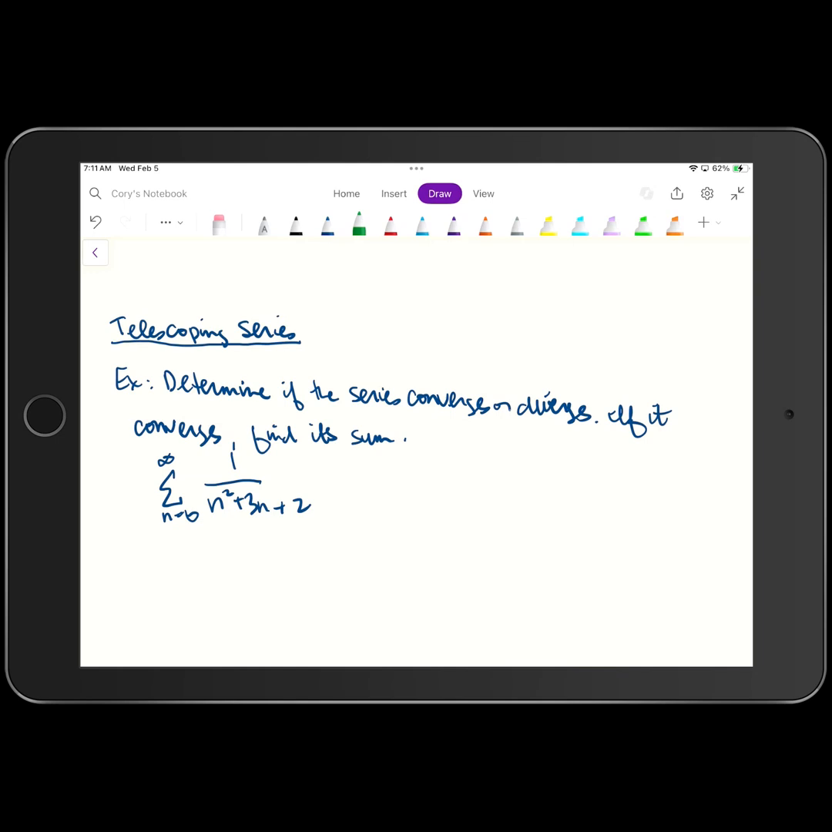Okay, so last example is a telescoping series. And this is where we're going to use the nth partial sum that we talked about at the very start of our lesson. Okay, so this says to determine if the series converges or diverges, and if it converges, we are asked to find its sum. And for this, we have the sum from n equals 0 to infinity of 1 over n squared plus 3n plus 2.